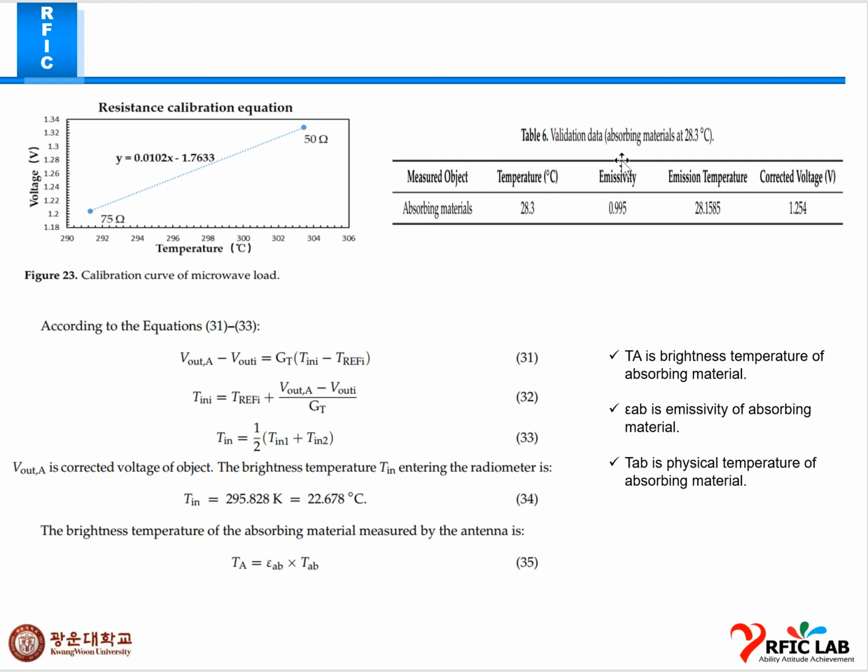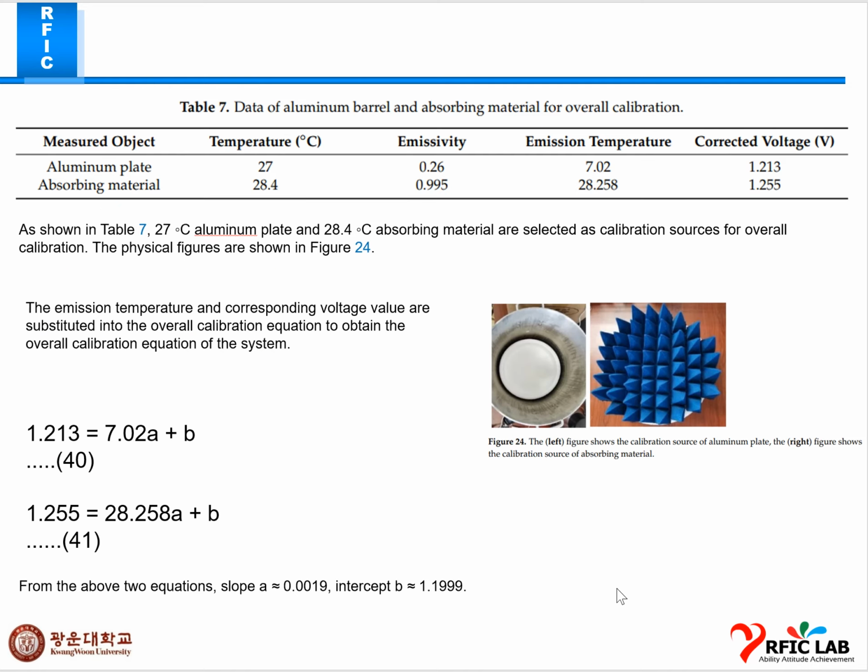And this table is about validation data: data of the observed material, what the temperature, emissivity, temperature and corrected voltage will be. TA is the brightness temperature of the observing material. EB, AB is the emissivity of the observing material. TAB is the physical temperature of the observing material. And this table is about data of the aluminum barrel and observing material for overall calibration.